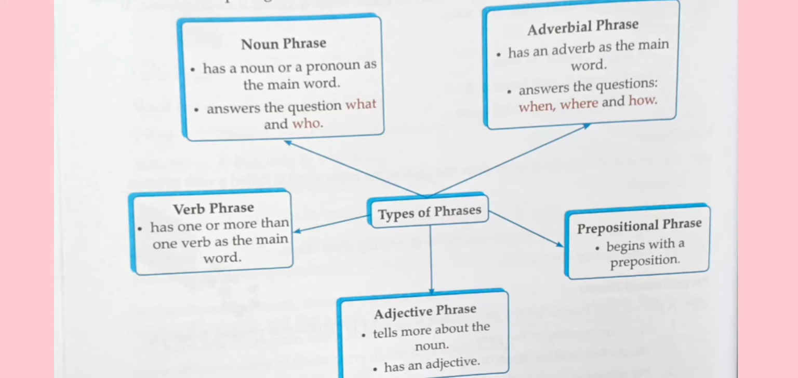Let us now quickly revise the phrases that we did in today's class. Noun phrase has a noun or a pronoun as the main word and answers the question what and who. Adverb phrase has an adverb as the main word and answers the questions when, where, and how. Prepositional phrases begin with a preposition. Adjective phrase tells more about the noun and has an adjective in it. Verb phrase has one or more than one verb as the main word.